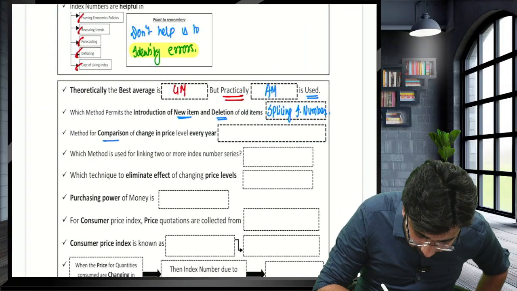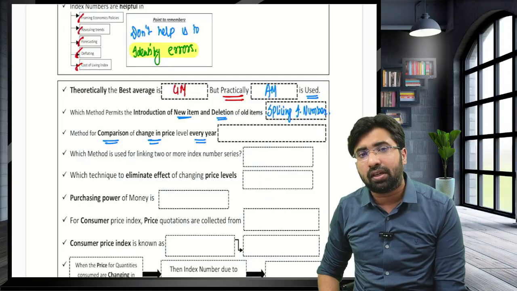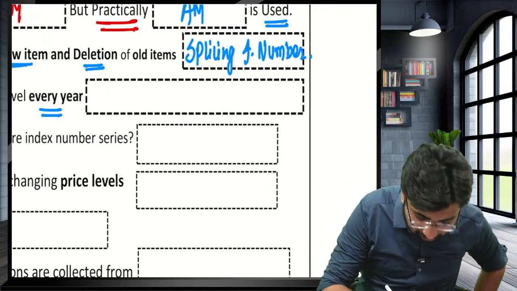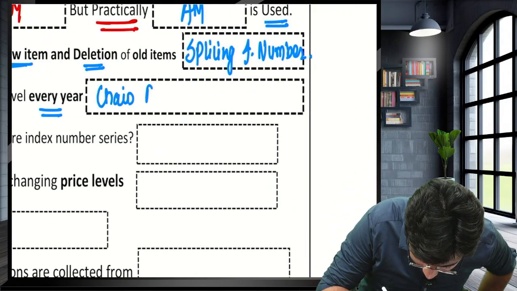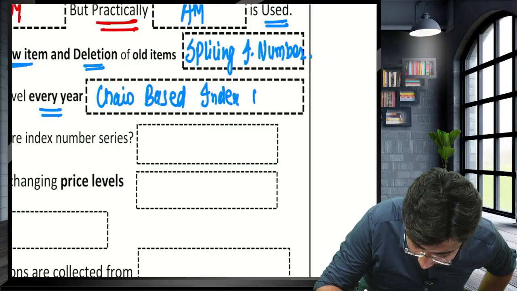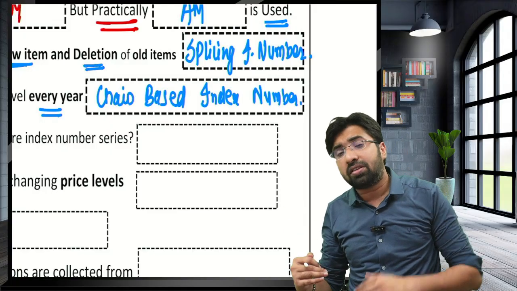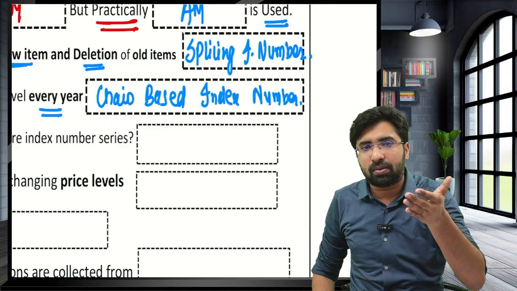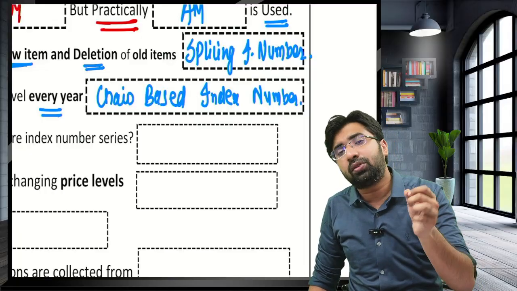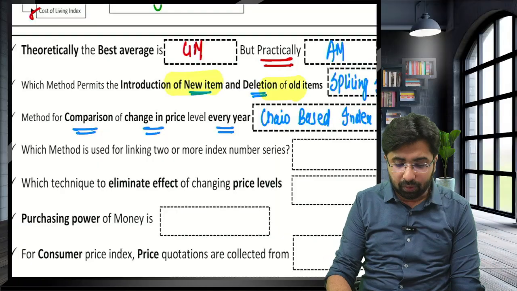Sir, if I want to compare prices and the prices keep on changing every year, should I use a fixed base? If prices keep on changing every year, I will prefer the chain based index number. Why? Because in chain based index number, we divide the current year price by the previous year price. So if the price keeps on changing every year, don't use the fixed base, use the chain based. And if new items are added or deleted, you have to prefer splicing.